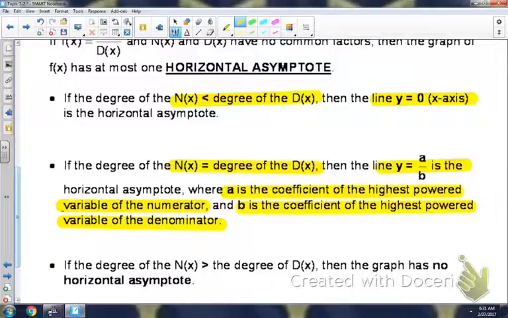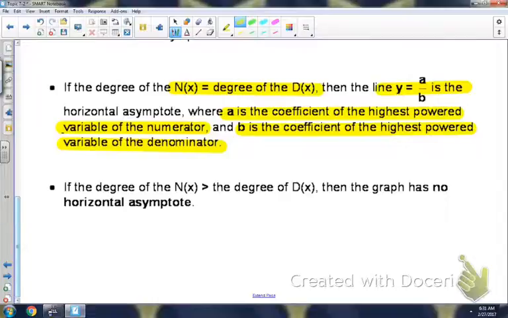And the next one says if the degree of the numerator is greater than the degree of the denominator, then there is not a horizontal asymptote. So let's talk about degree. Degree is talking about the highest exponent. Whenever you're finding the degree of your polynomial, you're looking at the highest exponent that your variables have.